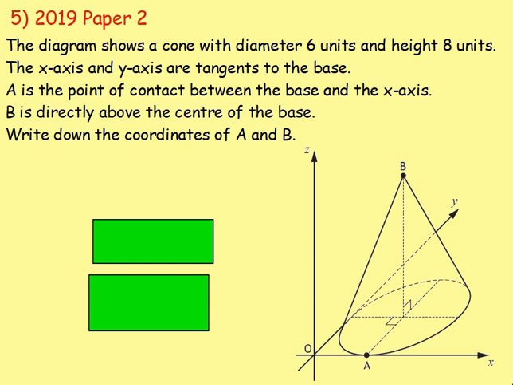The x-axis and y-axis are tangents to the base. A is the point of contact between the base and the x-axis. You can see that just there. And B is directly above the centre of the base. So if we just keep coming down from here, that is the centre of this circle, which looks wonky at the bottom. Write down the coordinates of A and B.